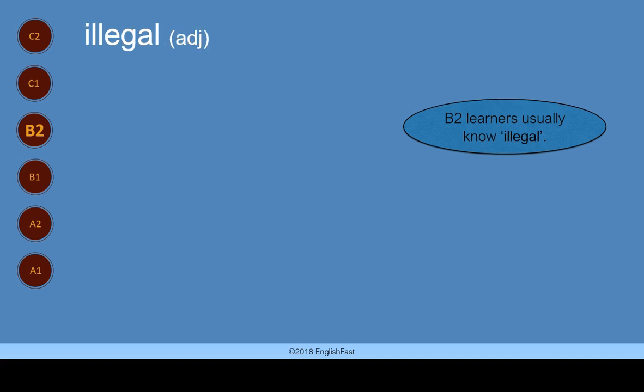Illegal. Illegal is an adjective. B2 learners usually know illegal. Illegal means not allowed by law. Here are some examples.